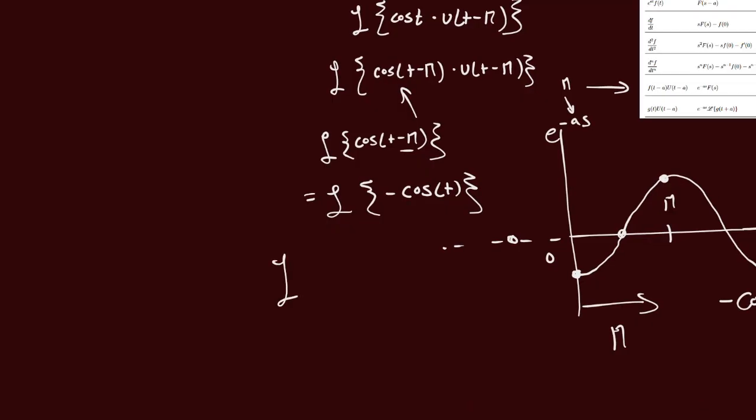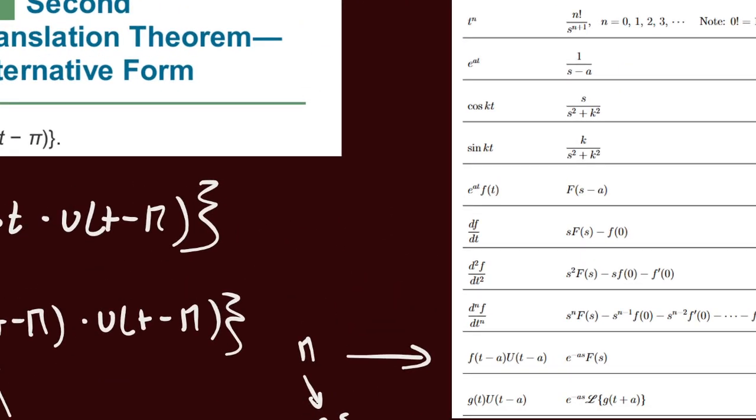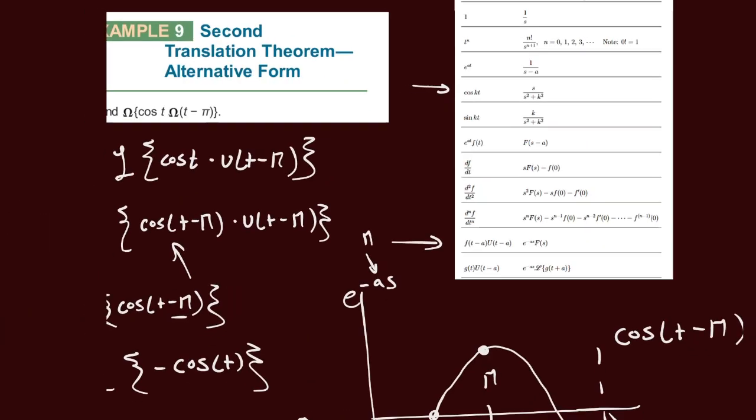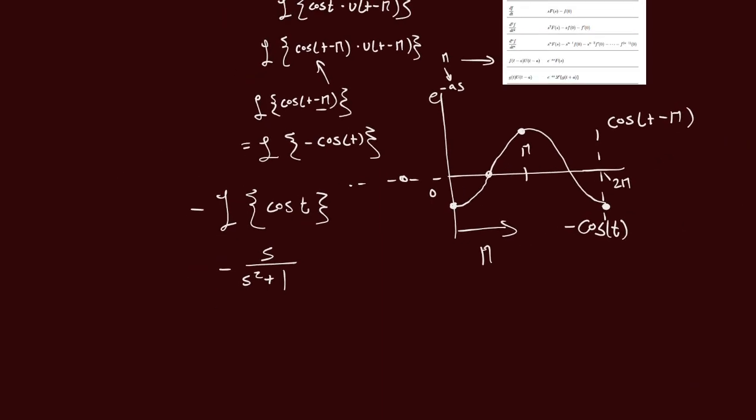So we can take out the minus. Alright, and now we just find the Laplace of cos of t. So we can just follow this one, where k is just 1. So it'll be minus s over s squared plus 1. Alright? And we just have to recall, I said to times it by e to the power of minus a s, where a is just pi. Okay? And that's your final answer.